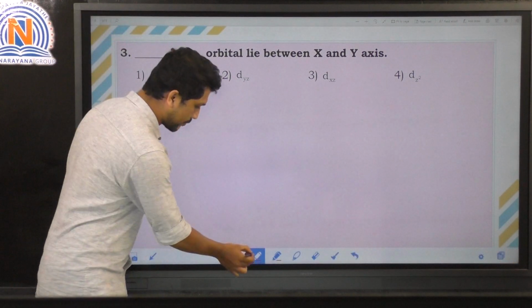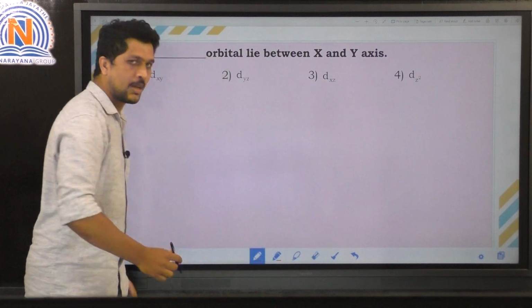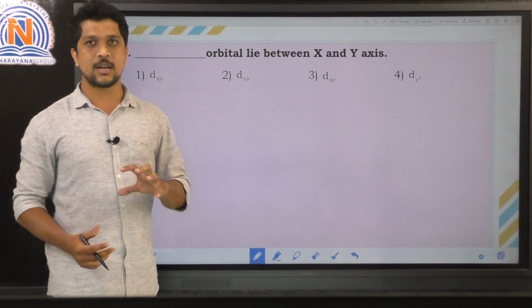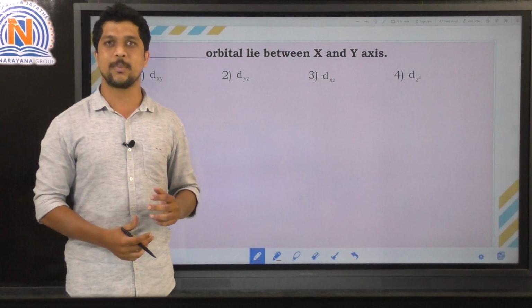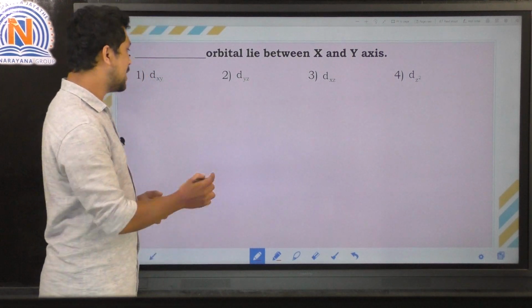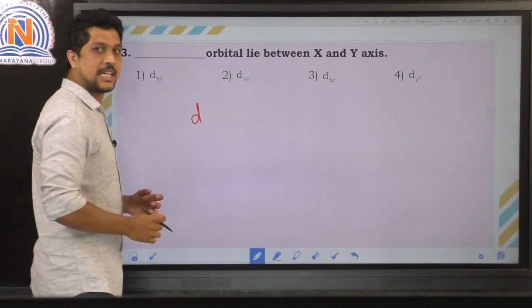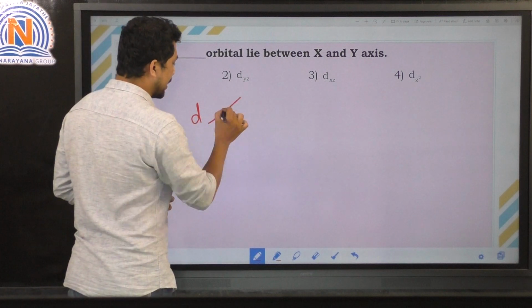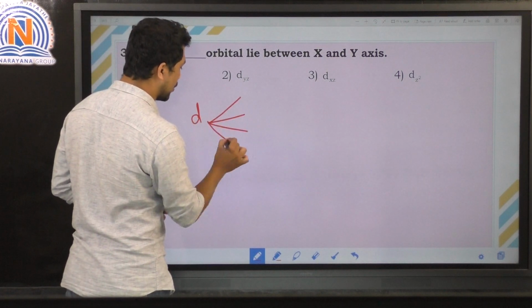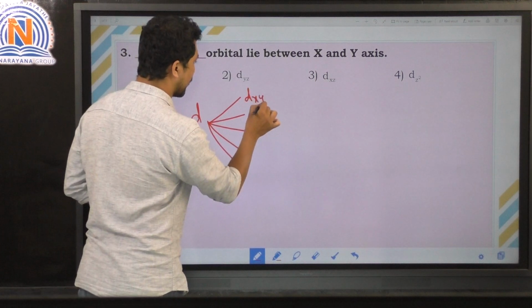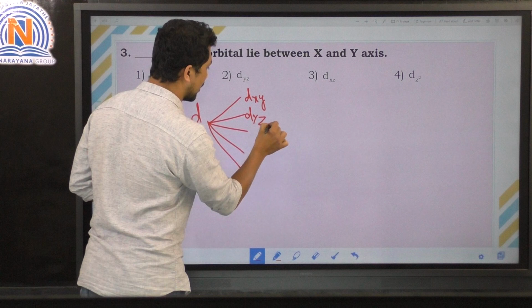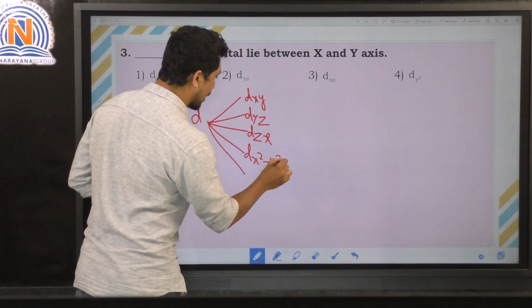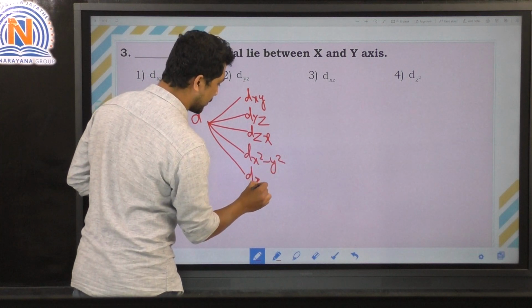Here the question is: dash orbital lies between x and y, right? So we know that atoms contain different kinds of orbitals. Those are s, p, d, f, and this d orbital splits into 5 different degenerate orbitals, right? Those are dxy, dyz, dzx, dx square minus y square, and dz square, right?